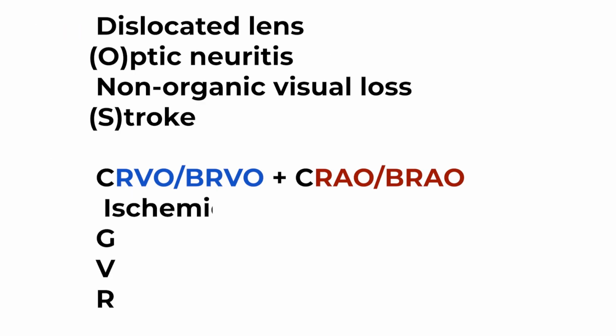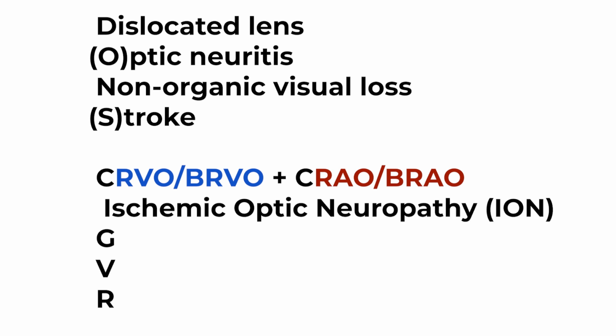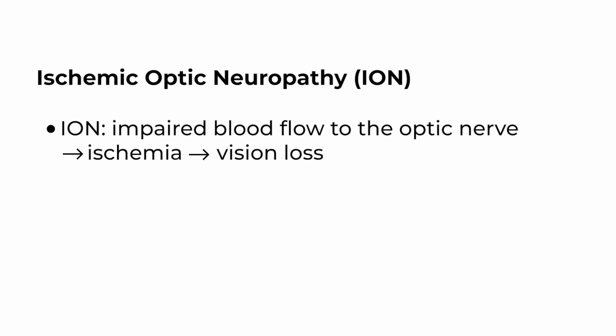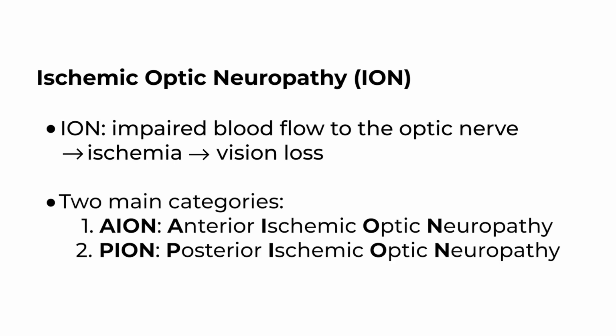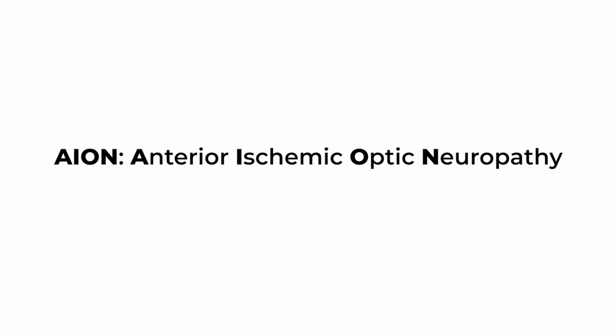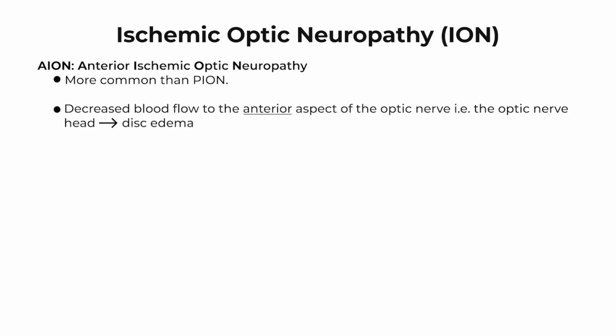The I is for ischemic optic neuropathy, or ION. Ischemic optic neuropathy occurs when there's impaired blood flow to the optic nerve, and that can lead to vision loss. There's two main categories, AION, or anterior ischemic optic neuropathy, as well as PION, posterior ischemic optic neuropathy. So anterior ischemic optic neuropathy involves the anterior aspect of the optic nerve, specifically the optic nerve head. So when there's decreased blood flow to this area, that can lead to vision loss as well as disc edema, which you commonly see on exam.